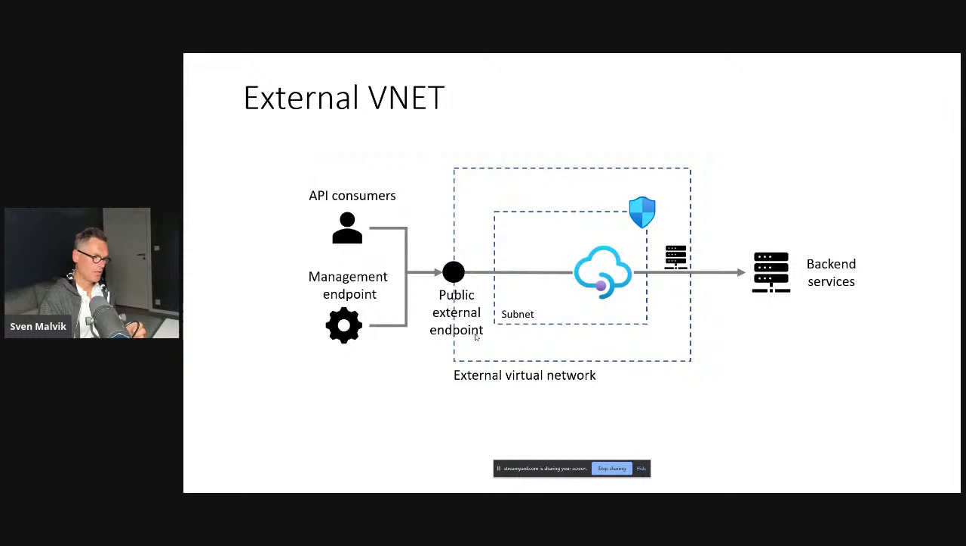Yes. If you have an external VNet, you have a public IP address, but you also have a VNet integration. That means that you can, of course, put the network security group in your subnet and close it totally, but you still have your public IP address, but it wouldn't make sense.